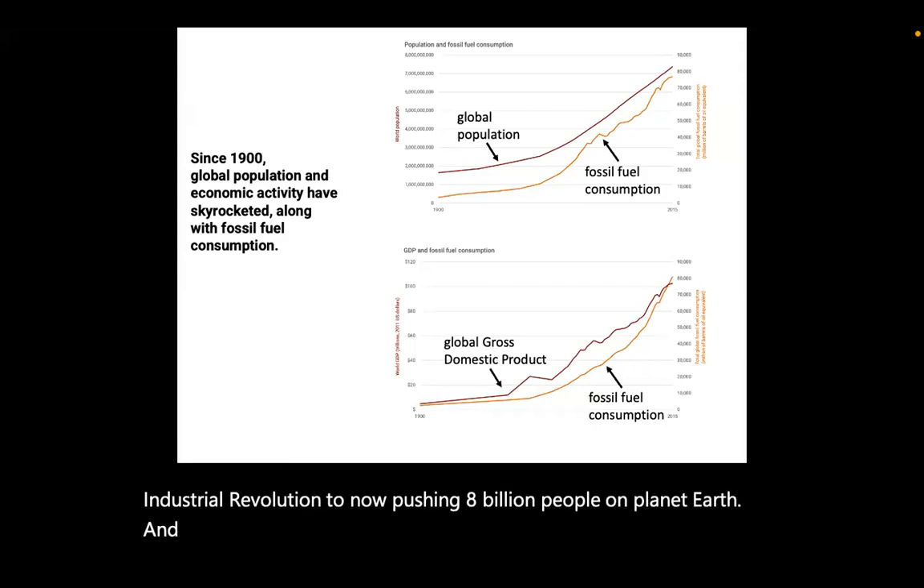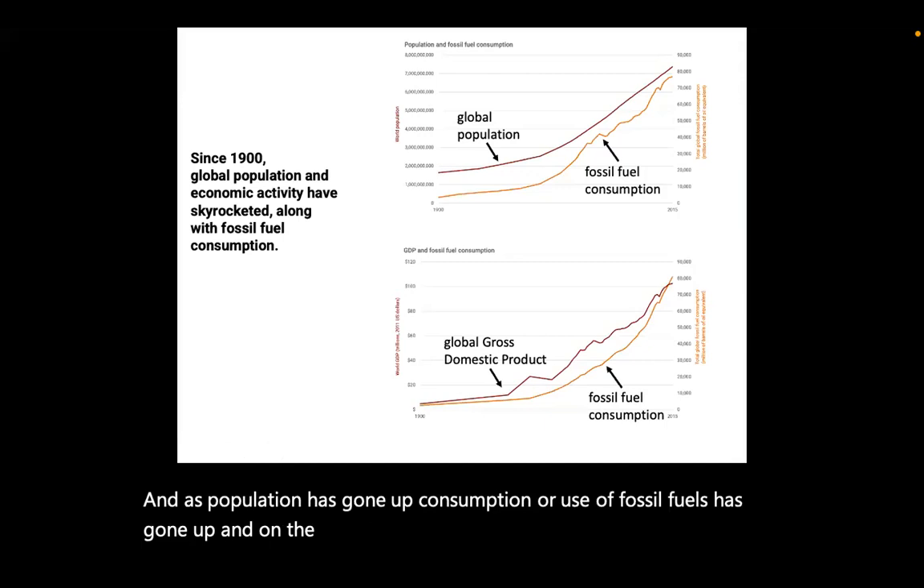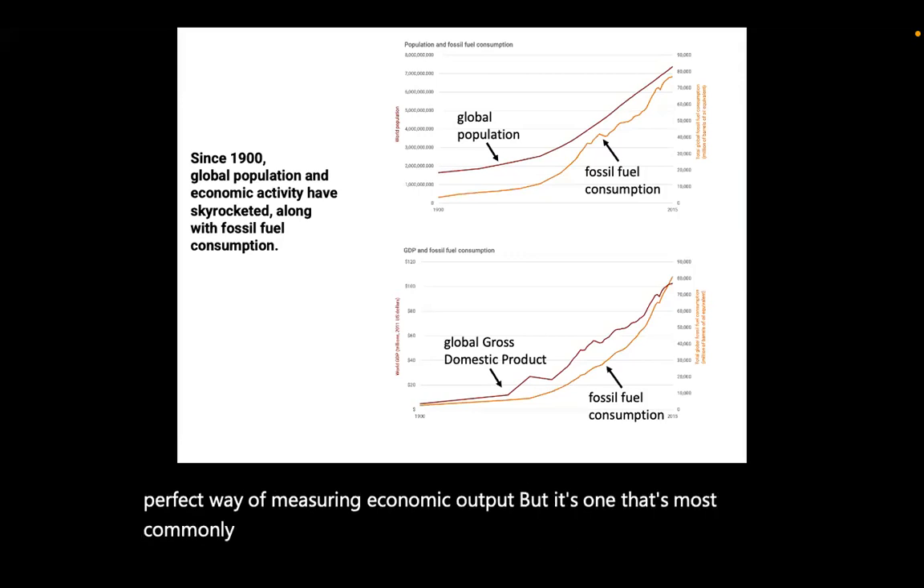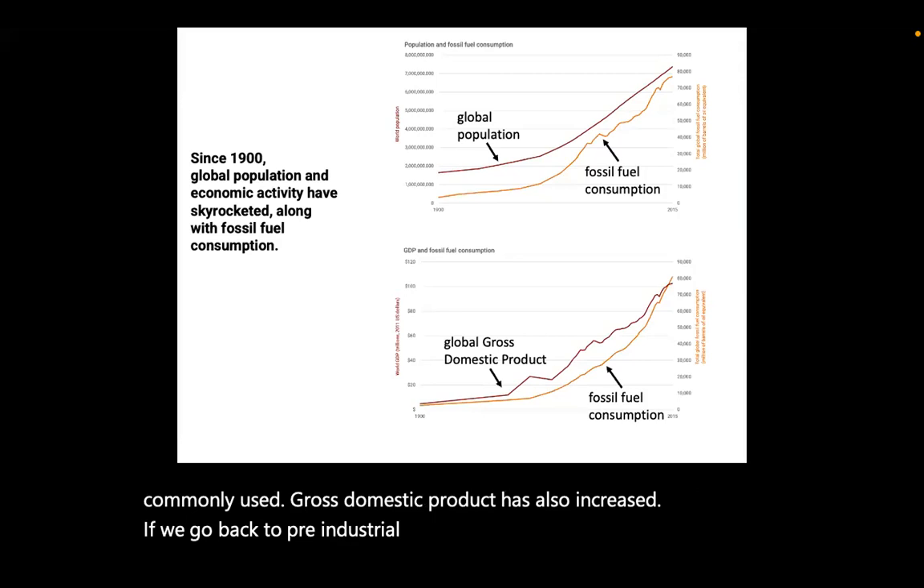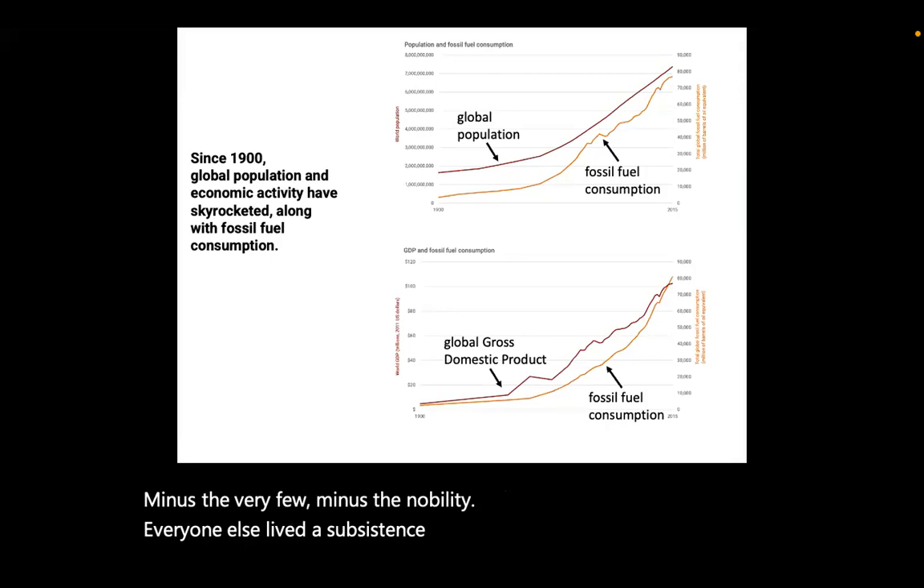And as population has gone up, consumption or use of fossil fuels has gone up. And on the bottom, gross domestic product, which is not a perfect way of measuring economic output, but it's one that's most commonly used, gross domestic product has also increased. If we go back to pre-industrial revolution, everyone was dirt poor, minus the very few, minus the nobility. Everyone else lived a subsistence lifestyle everywhere, all over the world.